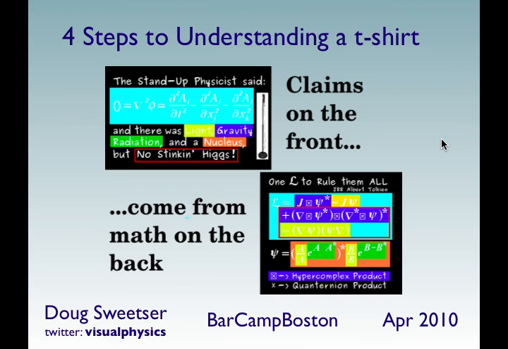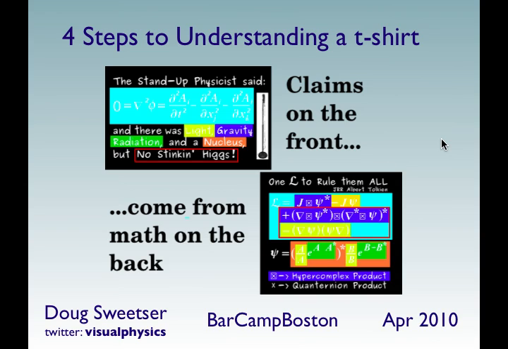It says, the stand-up physicist, that's me, said, a math equation, basically, 0 equals del squared phi equals the second time derivative of A_i minus the second x_j derivative of A_i minus the second x_k derivative with respect to A_i, okay? And there was light, gravity, radiation, and a nucleus, but no stinking Higgs.